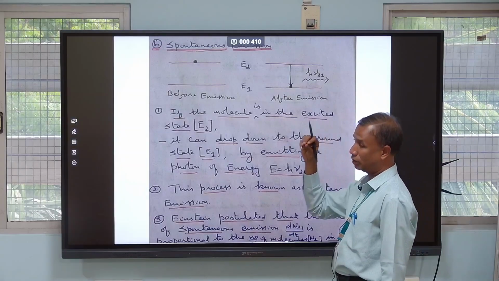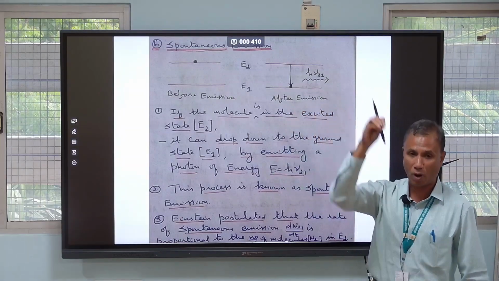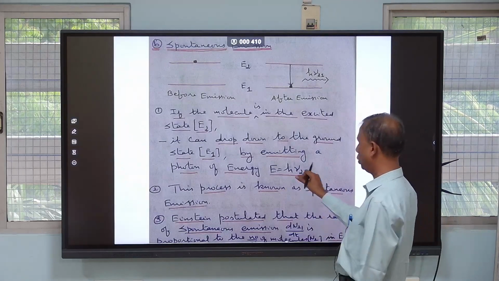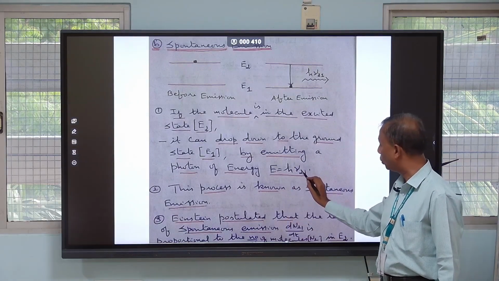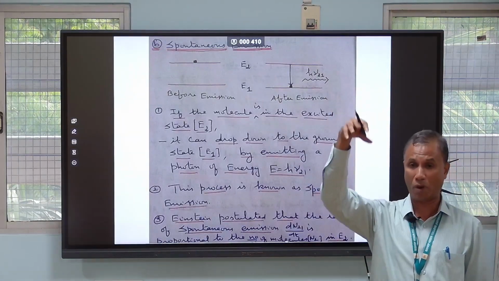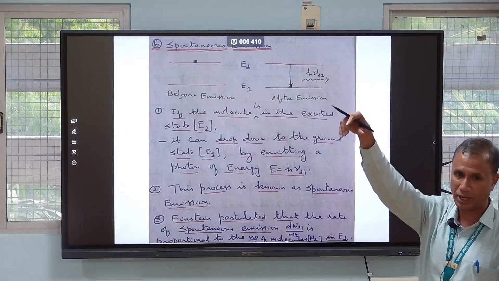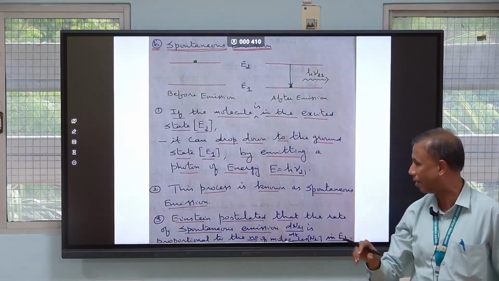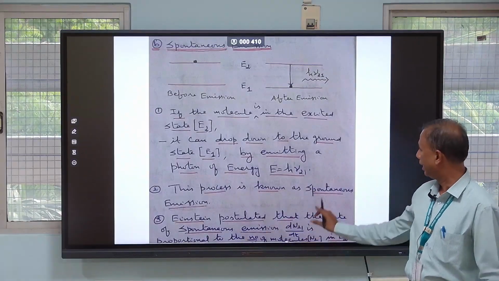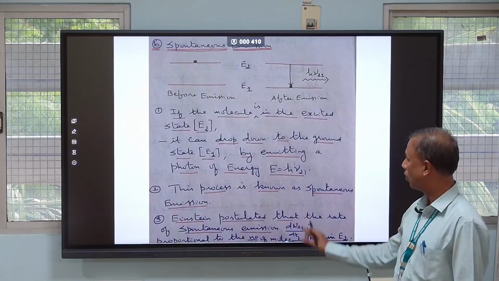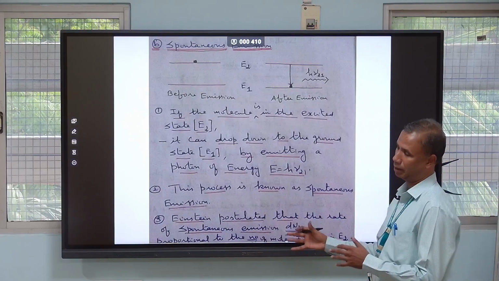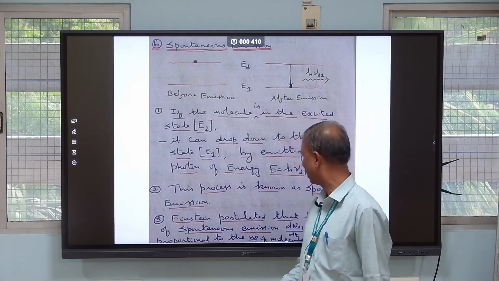In spontaneous emission, the molecule in the excited state falls down to the ground state after the emission of E equal to h nu. Here I mentioned nu 21. What is nu 21? The molecule or system falls down from the excited state, say E2, to the E1 level. That's why I mentioned h nu 21. This particular process is called spontaneous emission. Again, Einstein postulated this process.